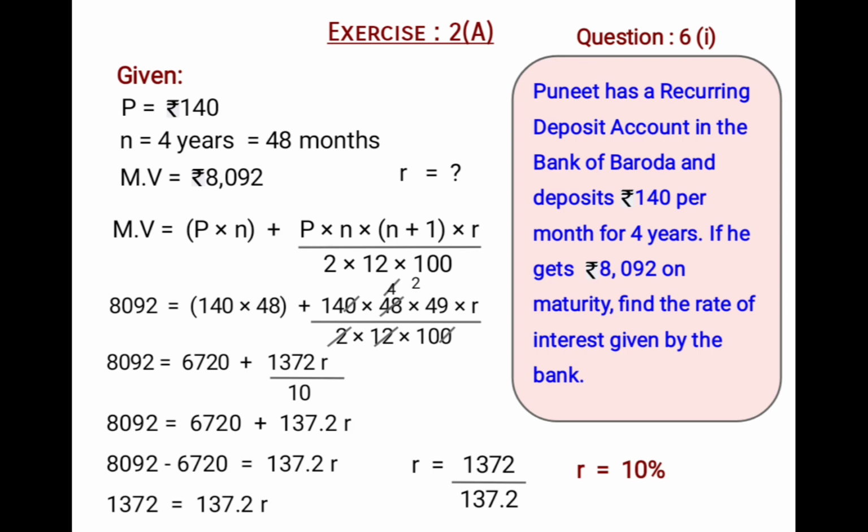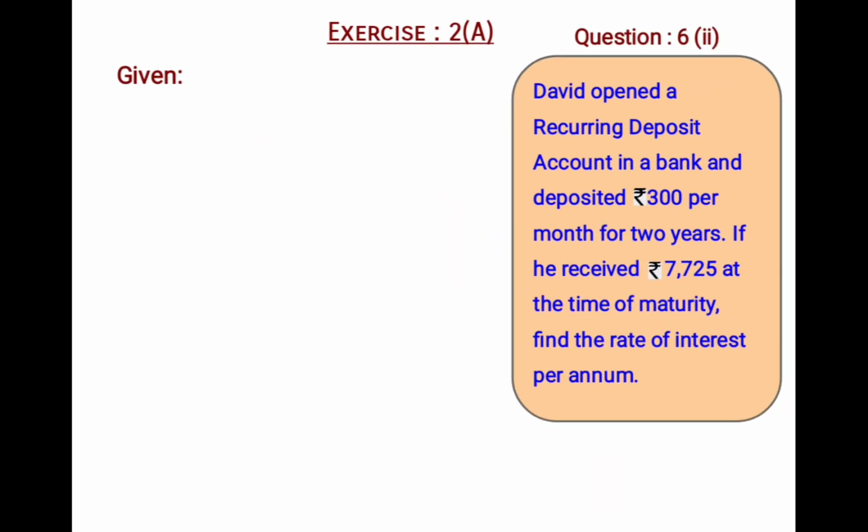Now we are moving on to the second subdivision in the same question number 6. David opened a recurring deposit account in a bank and deposited rupees 300 per month, that is P is equal to rupees 300, for 2 years. N is equal to 2 years. It is in years, so we know 2 years is equal to 24 months. If he received 7,725 at the time of maturity, that is MV is equal to 7,725. Find the rate of interest per annum. We want to find R.